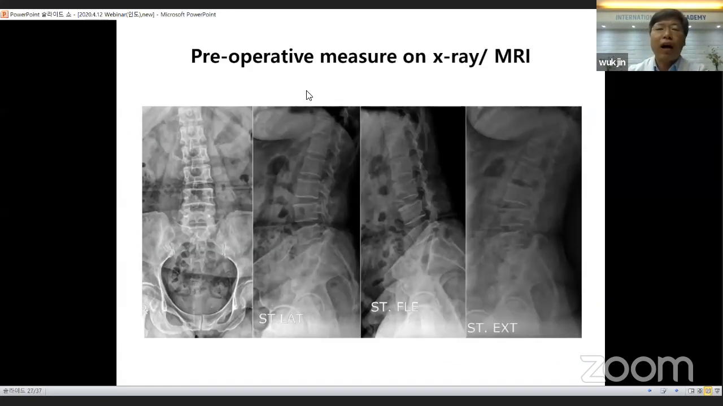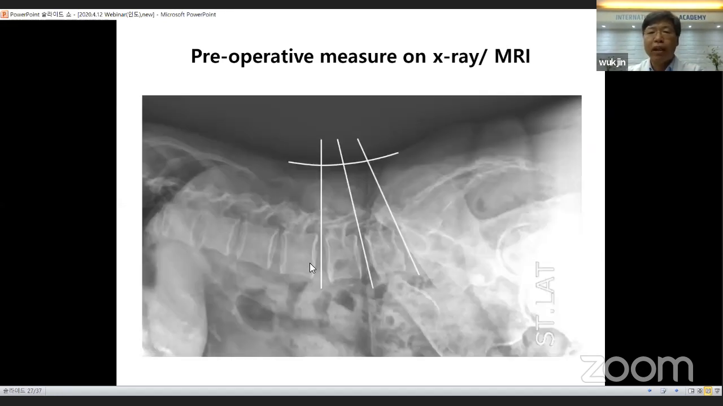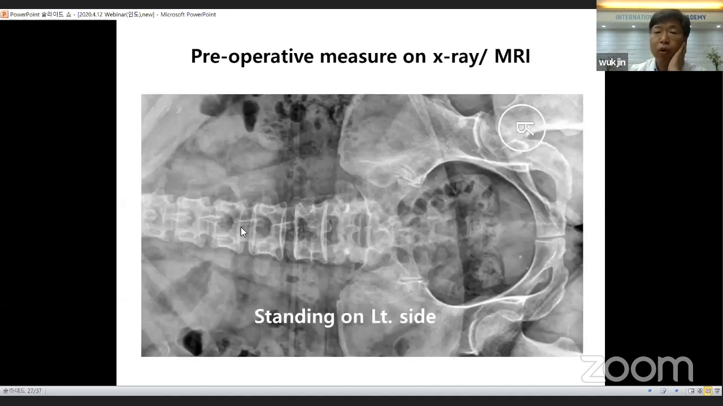I also recommend to beginners that pre-operative X-ray and MR reading is very important. Commonly we read the AP and lateral views, but for the UBE technique I recommend reading parallel views of this type, because the skin angle is relatively different here. So I recommend you read this portion, and also the AP view in this way.